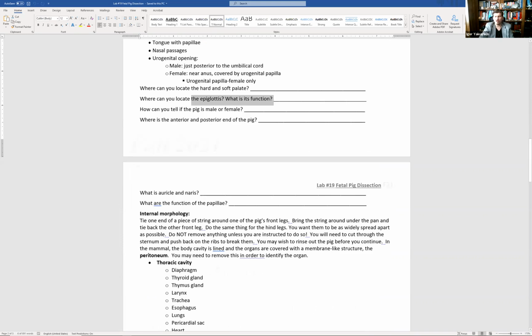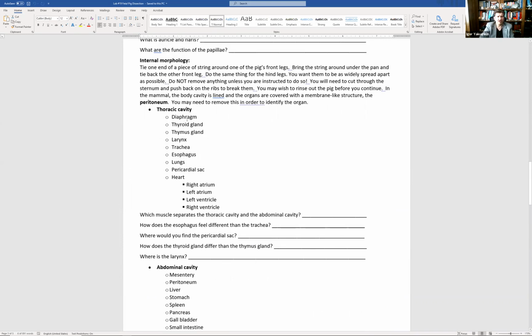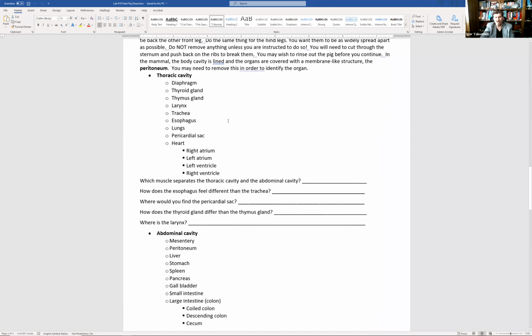Now, in the internal morphology, you might want to highlight a few things which most likely you will see on a lab practical. I haven't written that particular one yet, but diaphragm. Diaphragm is basically the muscular part which is separating the thoracic cavity from the abdominal cavity.